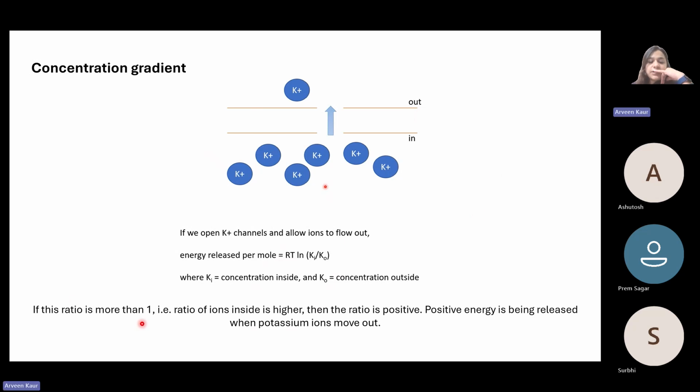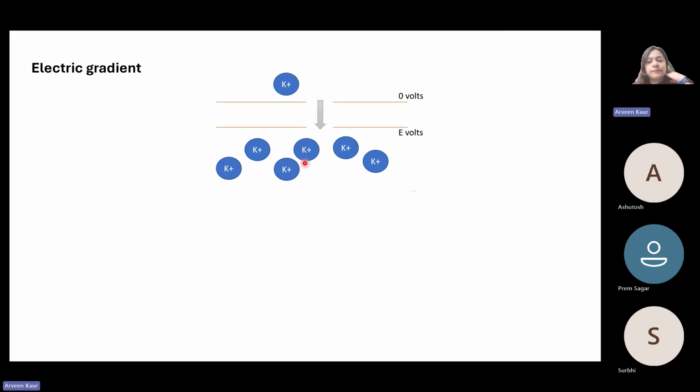So if this ratio is more than 1, what it means is that the ratio of ions is higher inside, right? And then the ratio is positive. But positive energy is being released when potassium ions are moving out, right? So that is the case of the concentration gradient.